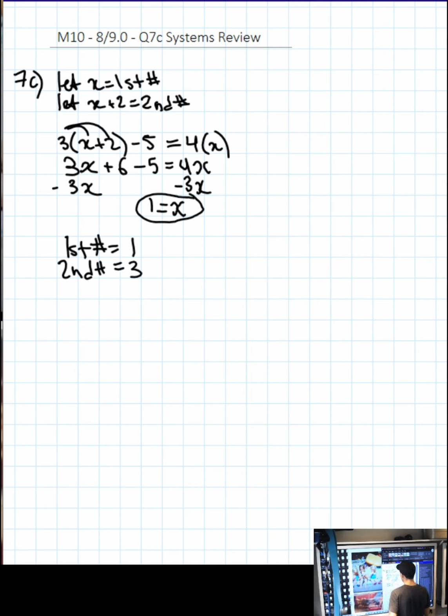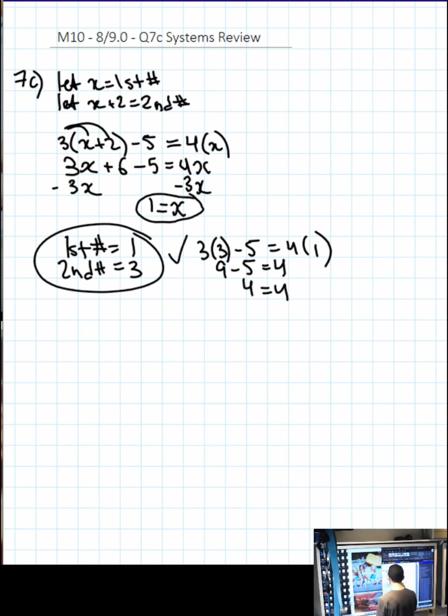And if we follow the instructions, tripling the second less 5 should equal 4 times the first. So let's check that. 3 times 3 is 9. 4 times 1 is 4. 9 minus 5 is 4. 4 equals 4. We know our numbers are correct. Always checking your answer to make sure that all of your algebra works, that the answer works, etc.